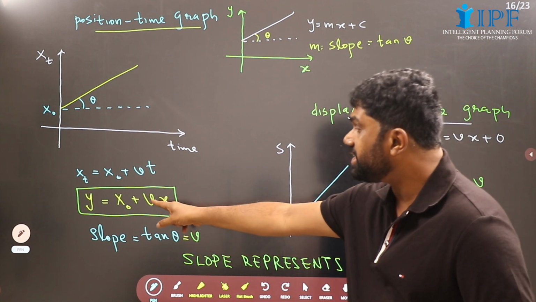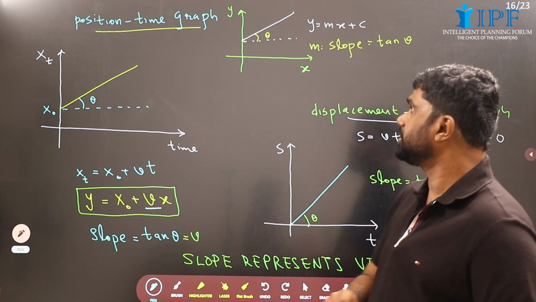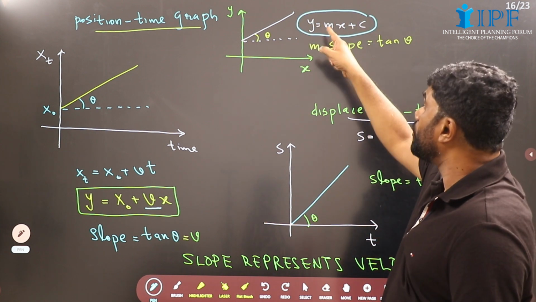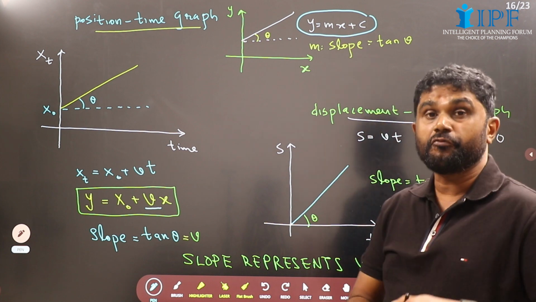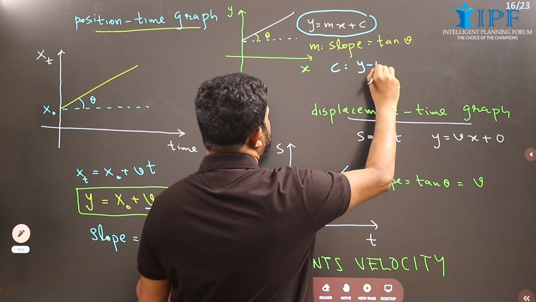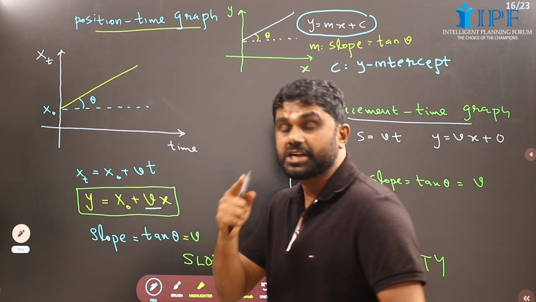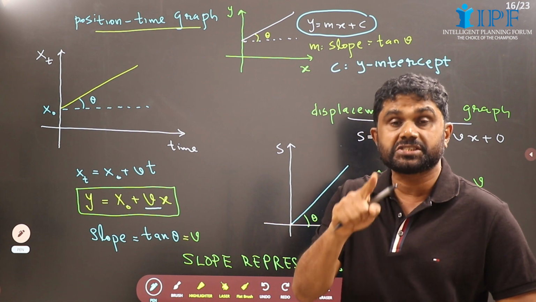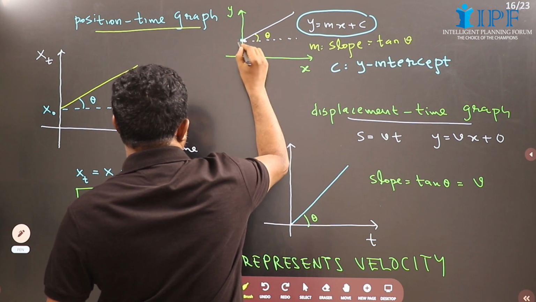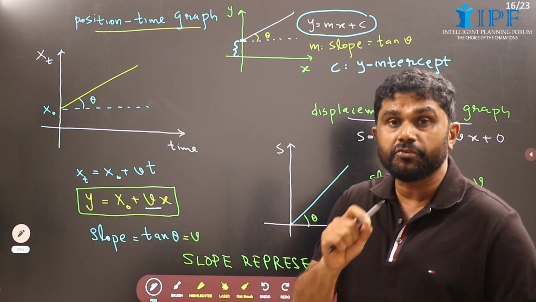So we have got this one. This is of the form y equal to mx plus c. What stands for m here? It is v, velocity. This is the standard equation of a straight line. m is called the slope of the line and c is called the y-intercept. Y-intercept means it is the y coordinate of the point at which the straight line cuts the y-axis. Here this is the straight line, it cuts the y-axis here, and this distance is equal to c and is called the y-intercept.